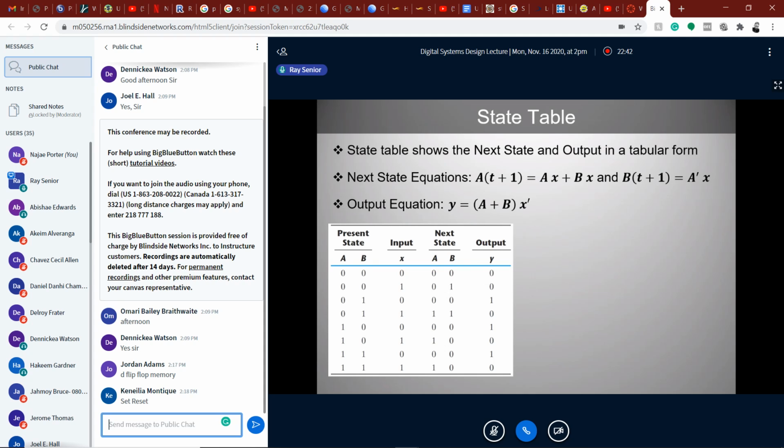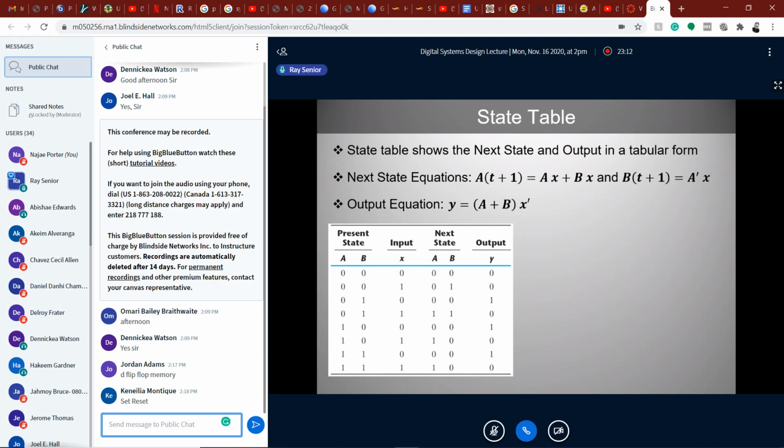So if we use all the equations that we have, all the equations of the different inputs and present and current states, then we should end up with a table that shows everything. Now, because we have three input variables, the two state variables and the external input variable, that is the input coming from outside of the circuit.